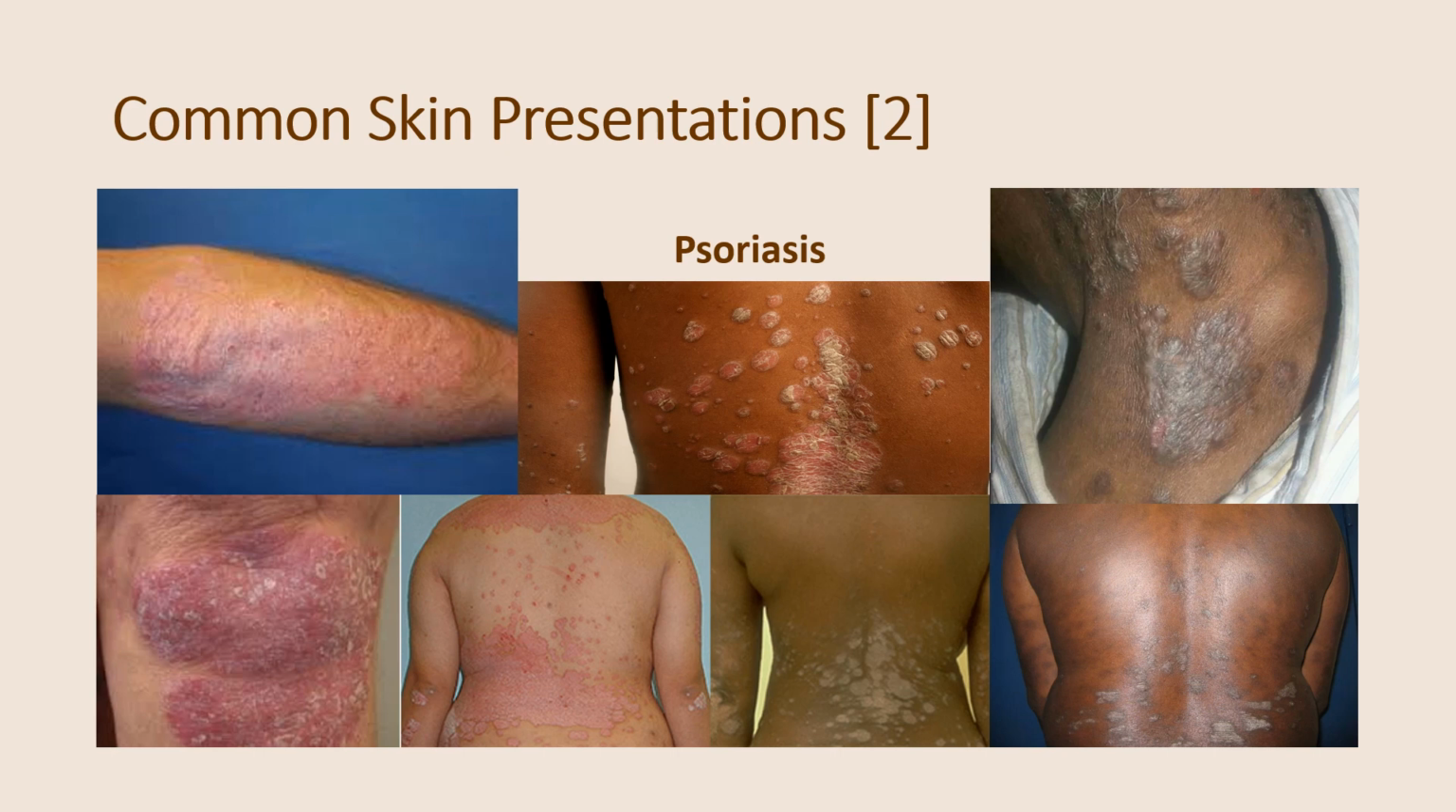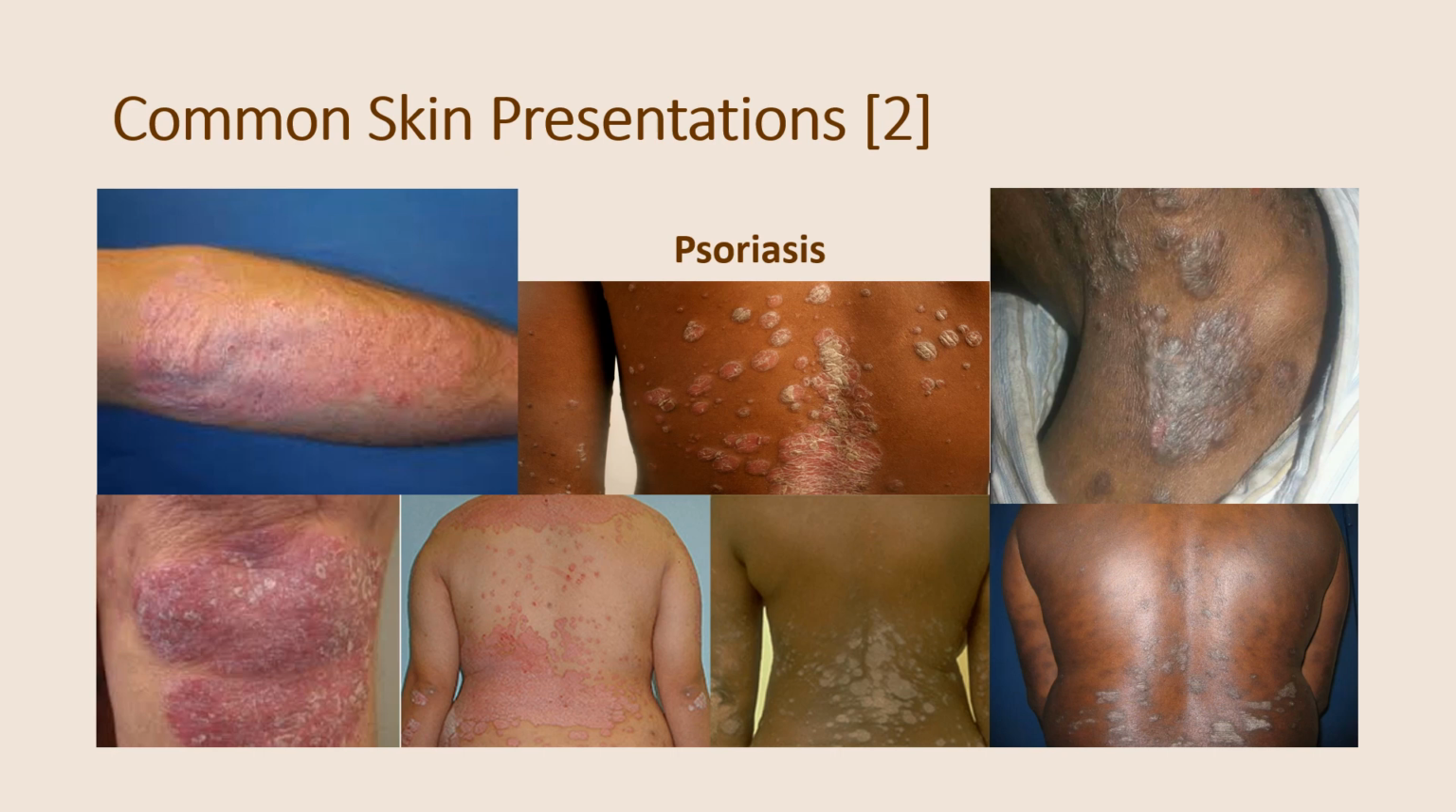Psoriasis may present in a number of ways, and the most classical presentation is that of chronic plaque psoriasis, where patients have large scaly plaques affecting the extensor surfaces, so over the back of the elbows, over the anterior aspects of the knees.